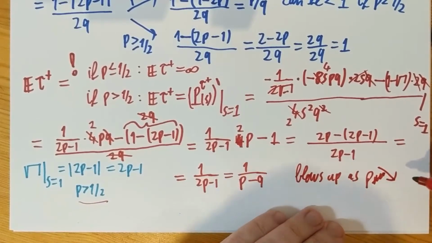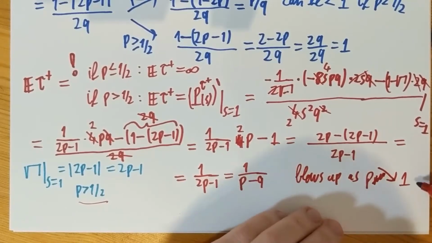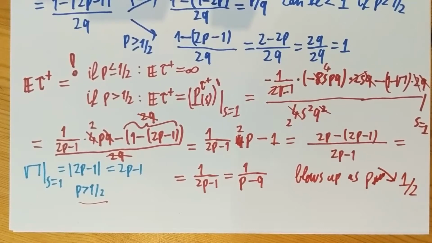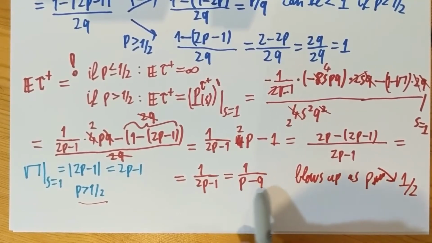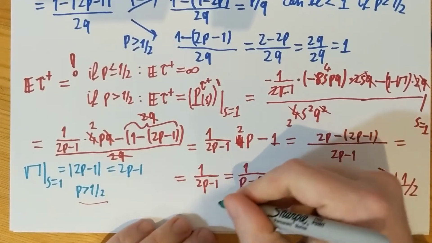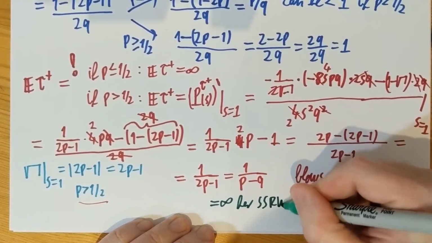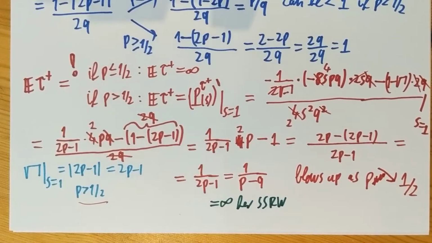If we take p closer and closer to 1/2 from above, which also means, of course, that q is going closer and closer to 1/2 from below, in that case this difference goes to 0, and the expected time blows up. So for a simple symmetric random walk, this expectation is infinite.